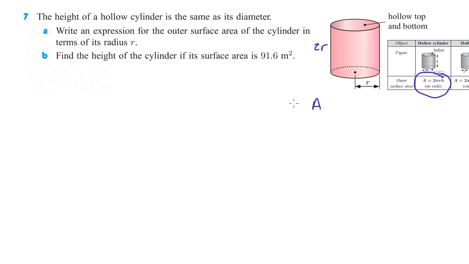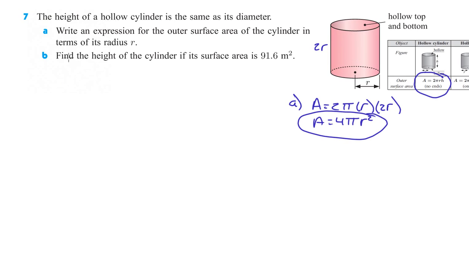So our area, this is part A, is going to equal 2 times pi times our radius, which is just r, times our height, which is 2r. So 2 times 2 is 4 pi. r times r is r squared. So the area of this thing is going to be 4 pi r squared.